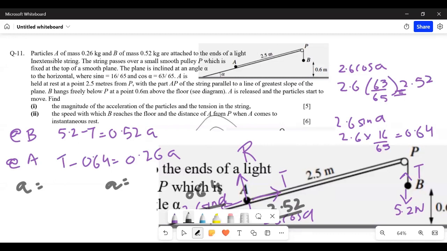Is anyone getting the values of A and T? Yes, no one has the values for tension and acceleration yet. Aisha, are you finding it? Aaliya, Azhar, Dawood? Yes, ma'am, one sec.